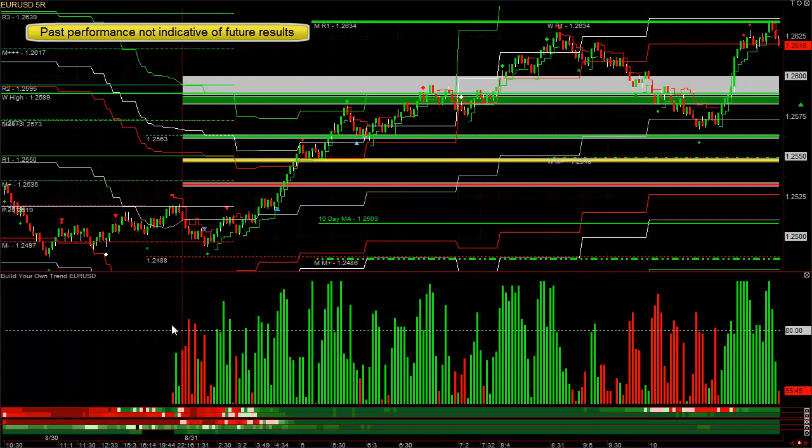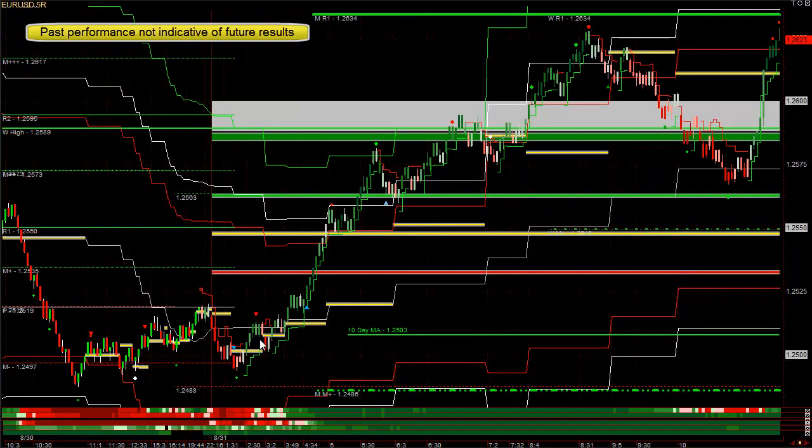For those of you who do not like to look at the histogram, we have colored bars that showcase the real-time trend strength momentum by coloring the bars 11 shades of red and green. Let me show you that. This chart shows the colored bars, and so without having the histogram on the bottom, the chart is bigger.